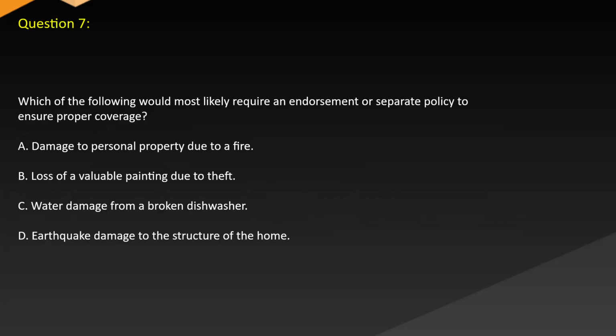Question 7. Which of the following would most likely require an endorsement or separate policy to ensure proper coverage? A. Damage to personal property due to a fire. B. Loss of a valuable painting due to theft. C. Water damage from a broken dishwasher. D. Earthquake damage to the structure of the home.